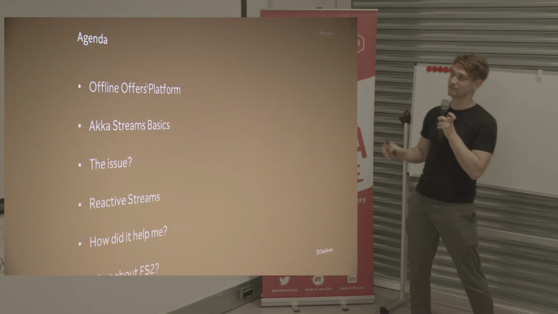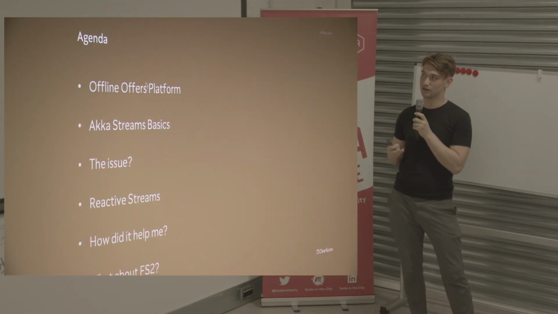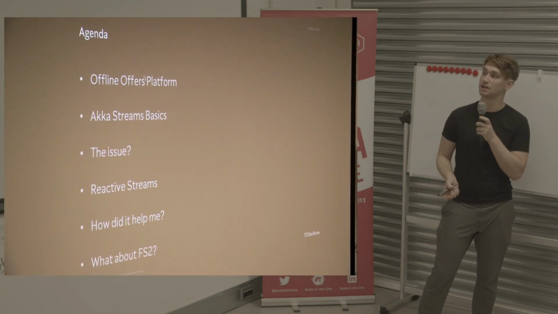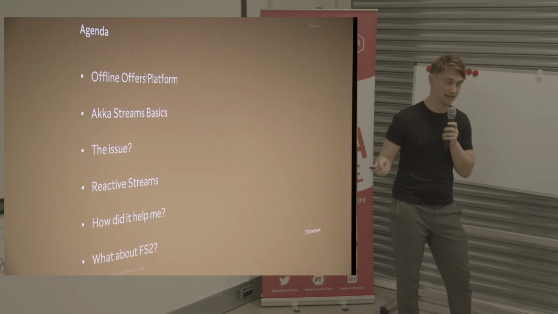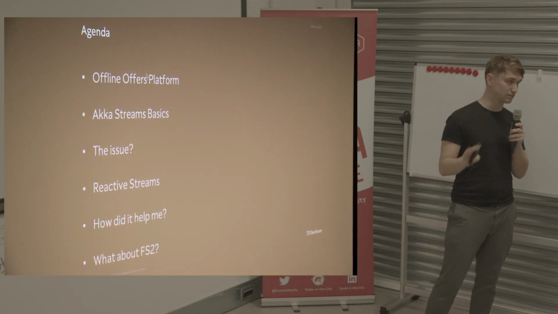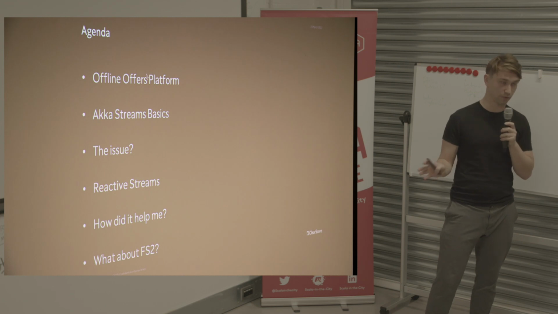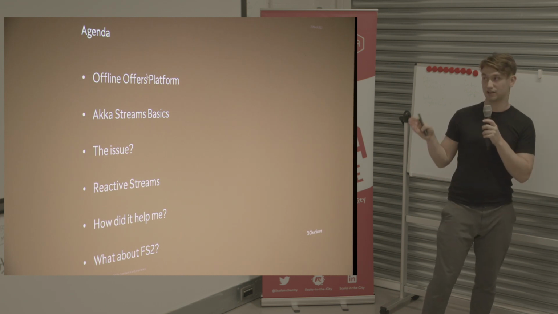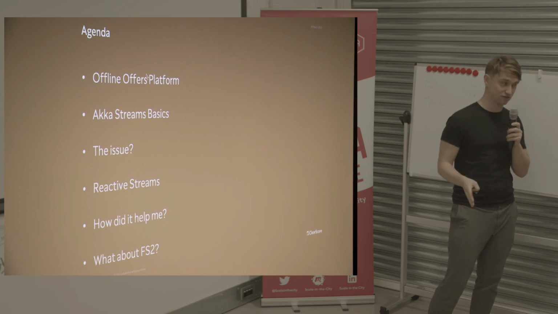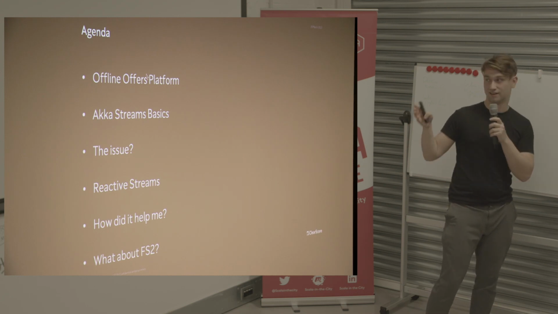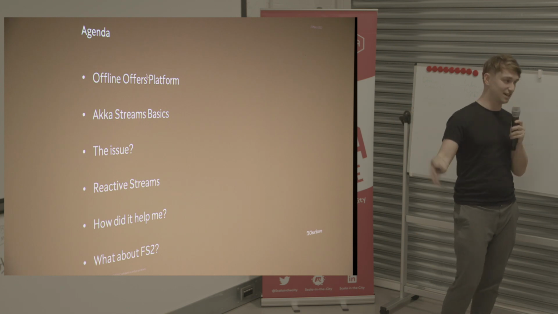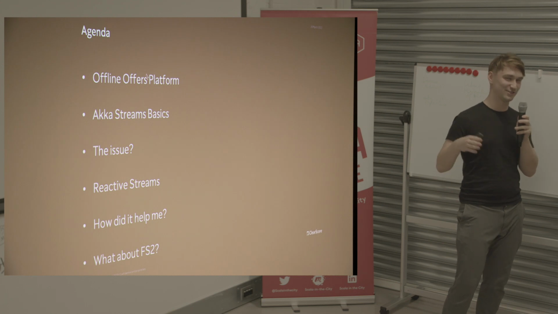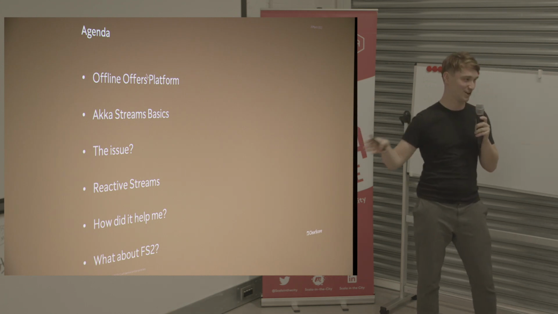The structure of my talk today will be going over the offline offers platform, which is where the Akka Streams implementation was. Then digging into Akka Streams, a whistle-stop tour of how all the components work, and then looking into the issue, what the bottleneck was, and how learning Akka Streams helped me solve that and find what the issue is. And then just for the fun of it, probably everyone's going to be asking, why don't you use FS2? So we're also going to look into FS2 and make a comparison.